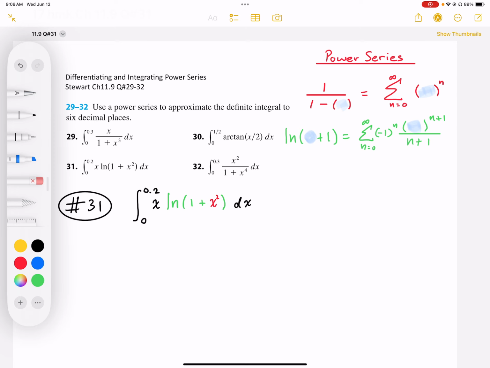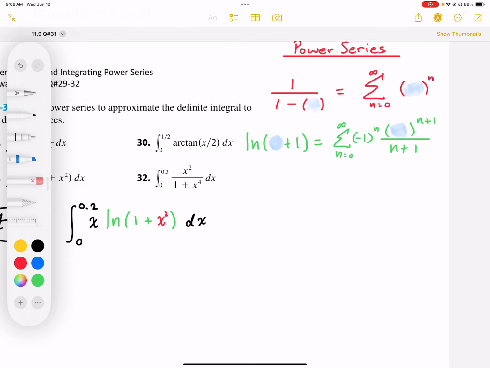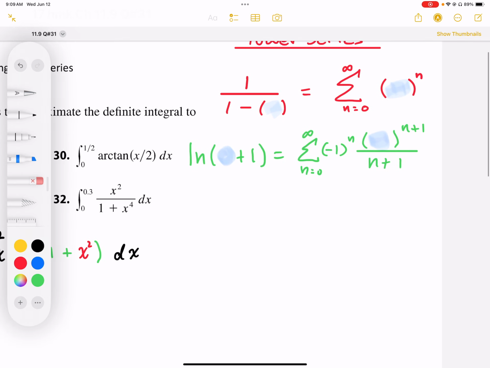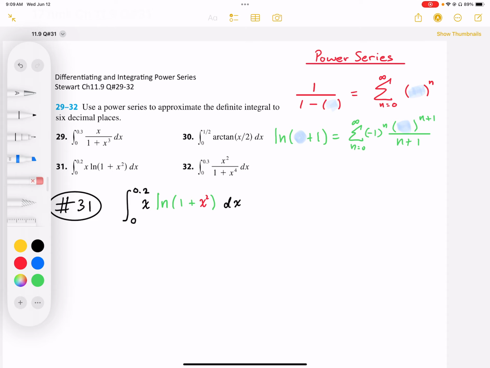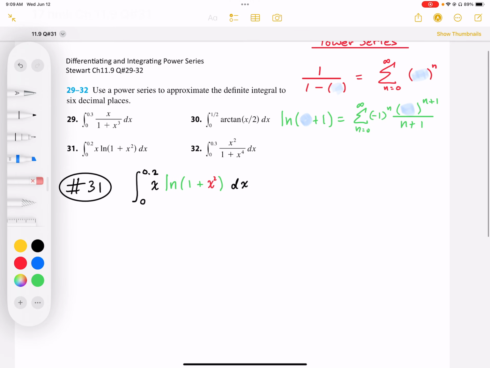The other one that we're going to use is the ln of x plus 1, and it's going to be x to the n plus 1 over n plus 1, and it's an alternating series, so it's negative 1 to the power n. So that's the one we're going to use because we have this ln expression. The first thing I'm going to do is express the log expression as a series.